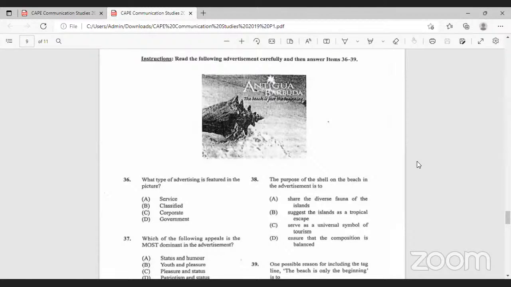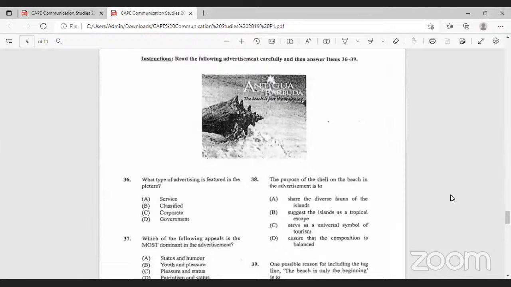So 38, the purpose of the shell on the beach in the advertisement is to what? Share the diverse fauna of the islands, suggest the islands as a tropical escape, serve as a universal symbol of tourism, or ensure that the composition is balanced. Yeah, 38 is B, suggest the islands as a tropical escape. You only find shells on a beach. You know, it can be C, serve as a universal symbol of tourism, but you can go to places for tourism without the beach. It's B. You're on an island, shell, beach.